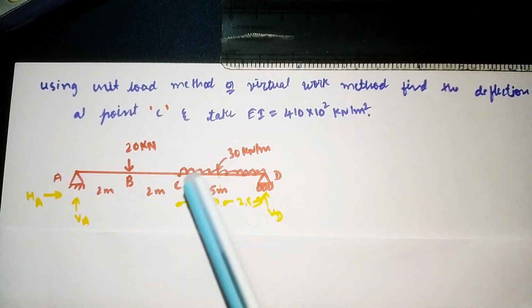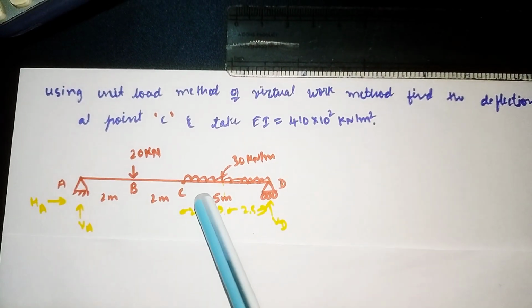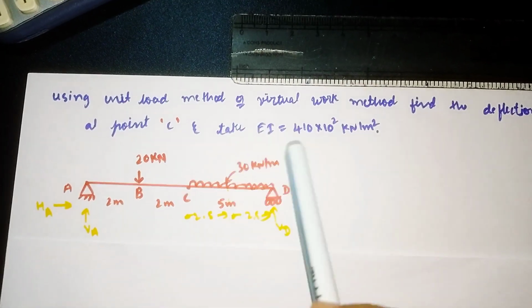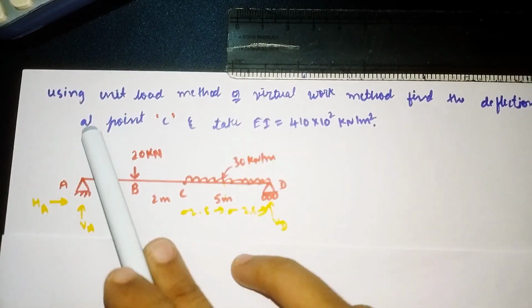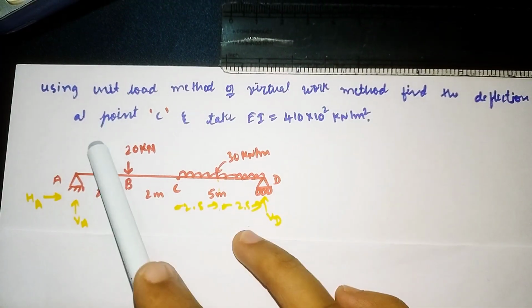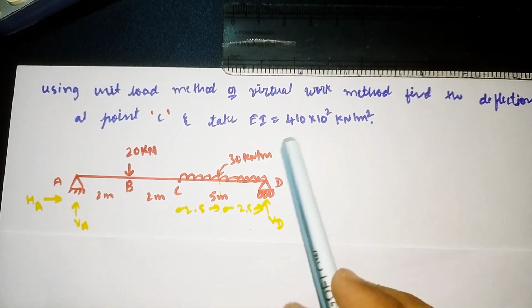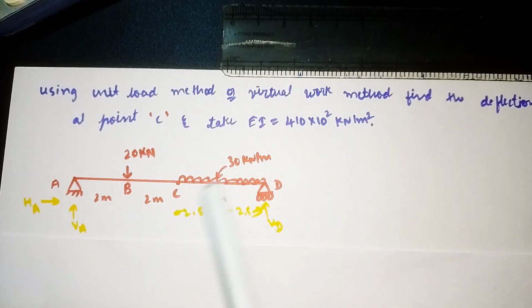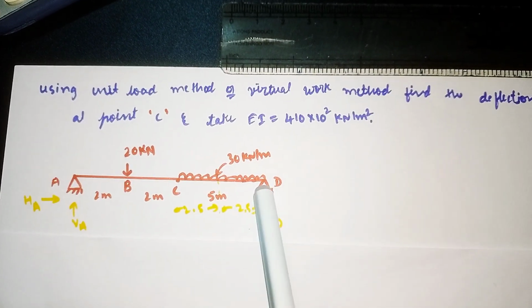So in today's video we will see a problem of beam, how to analyze this by using the unit load method. So this is the given problem. Using unit load method or virtual work method, find the deflection at point C and take EI equal to 410 into 10 to the power of 2 kilonewton per meter square. So this is our given structure.